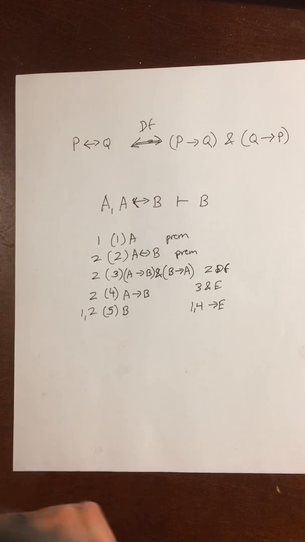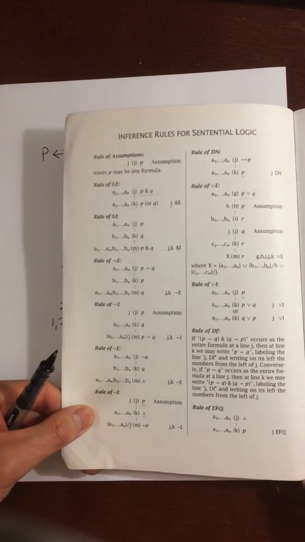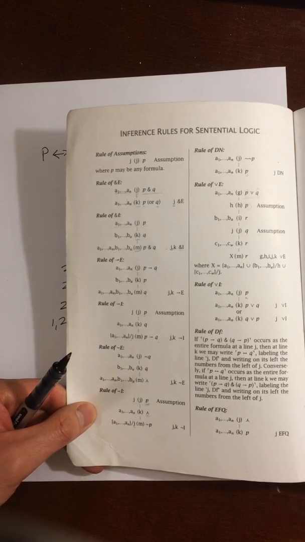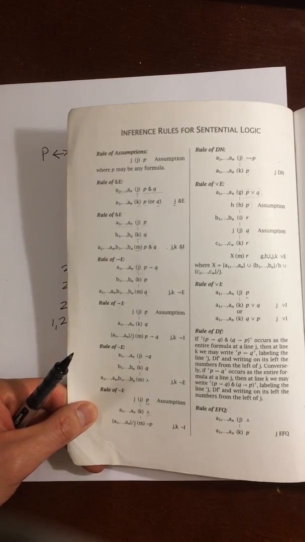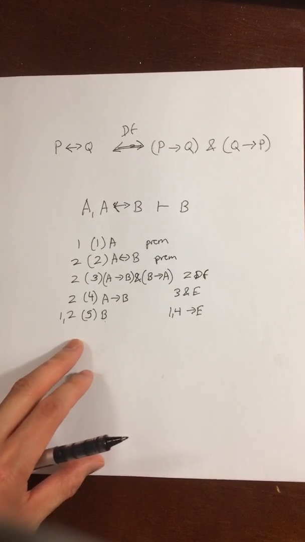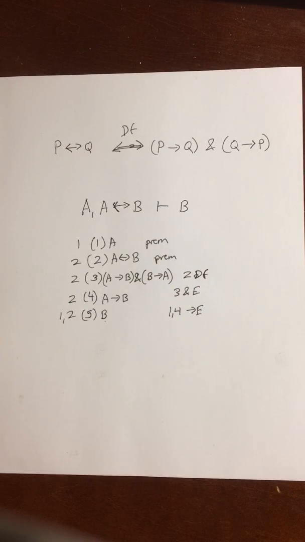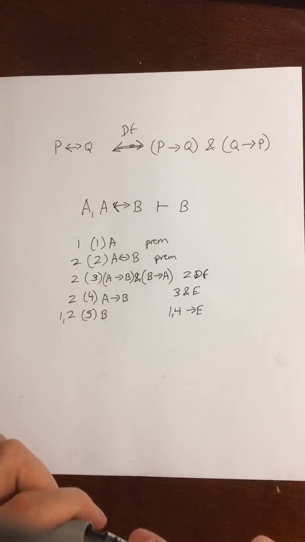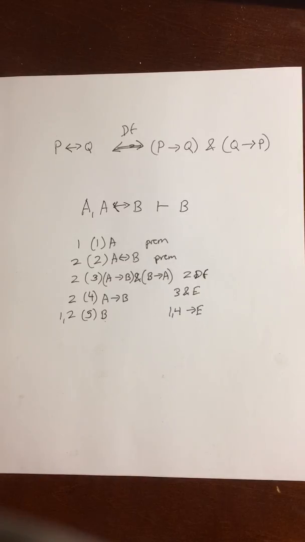So that's all the rules we'll need to know for the language of sentential logic. And so from there we can do all of the proofs. So this is just the basic review of the rules. I'll go through the strategies and, of course, how to calculate dependency numbers in the next videos.